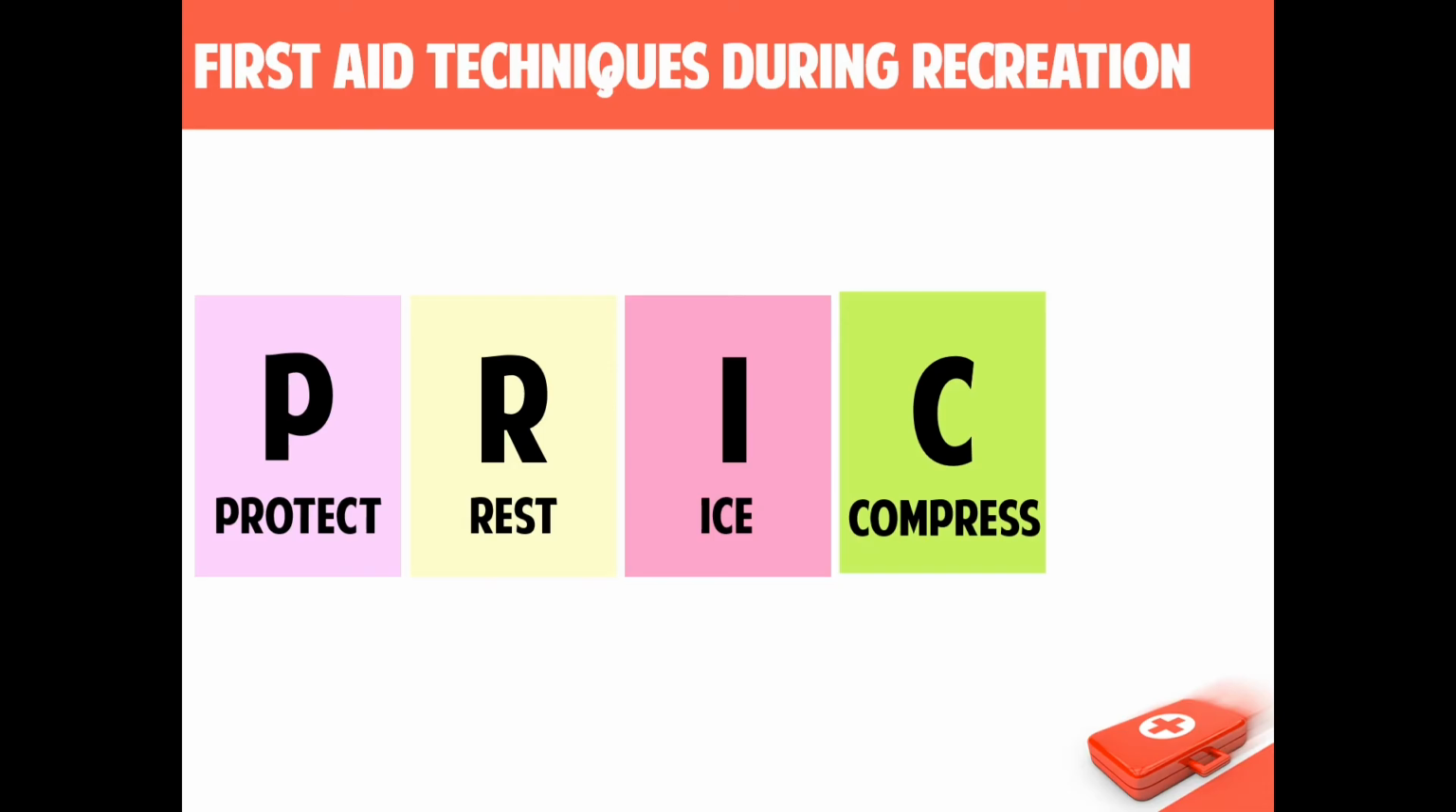This compression minimizes swelling and provides mild support. Applying an elastic bandage does require some attention to detail. It should be applied directly to the skin by starting a few inches below the injury and wrapping in a figure 8 or spiraling manner to a few inches above the injured area.